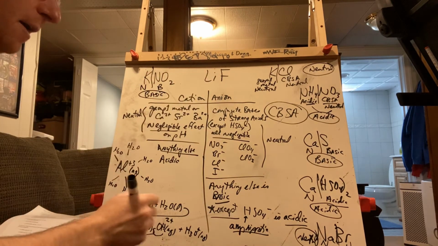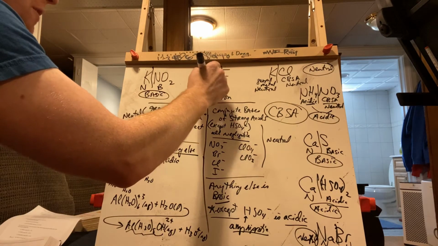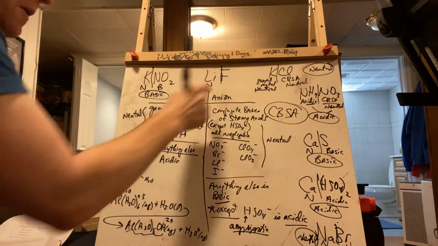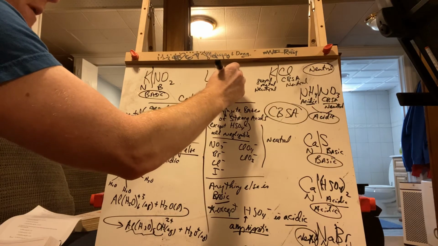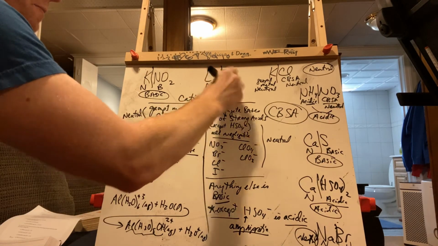And LiF, Li is neutral because it's a group 1 metal. F is basic because it's not one of these. And so this is a nice basic salt.